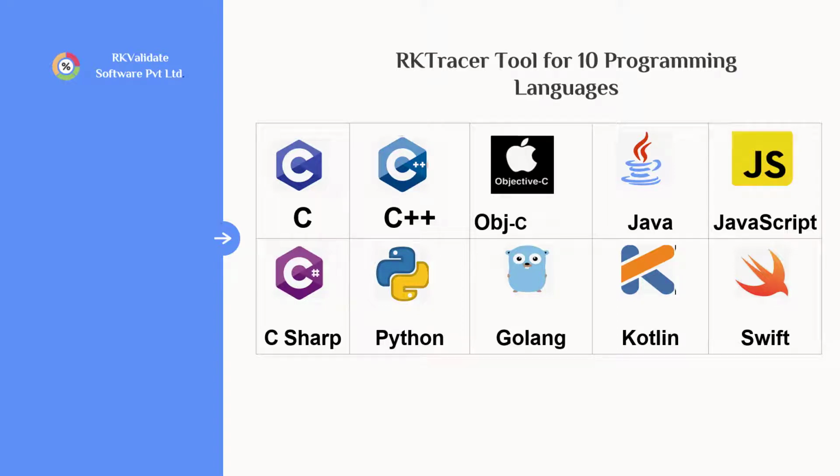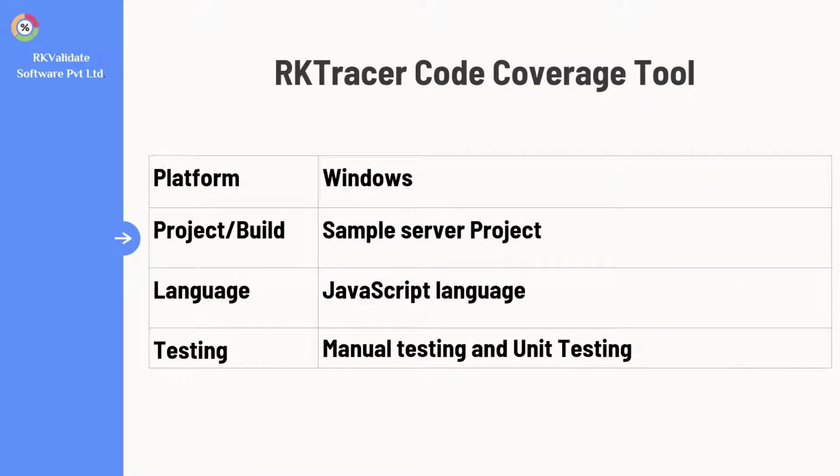Hi guys, ArchiTracer is a code coverage tool for 10 programming languages. In this video, we are going to learn how to generate code coverage using the ArchiTracer code coverage tool using the following environment: platform Windows, sample server project, language JavaScript, and we'll do manual testing as well as unit testing.